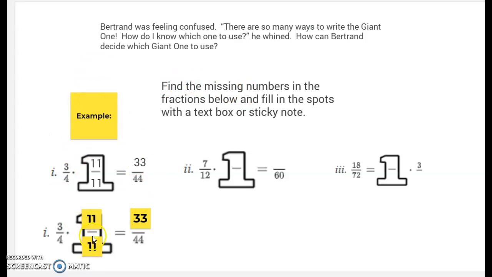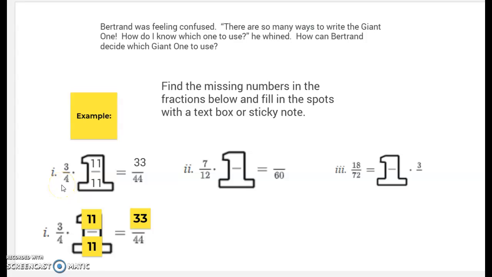Here is an example. This says 3/4 and the giant one was originally blank. And then over here we have 44 on the denominator, but we did not have anything on the numerator. Just like the second problem here, we have 7/12, an empty giant one, and then we have a 60 as the denominator, but nothing as a numerator. So you have to fill in all of those empty spots.